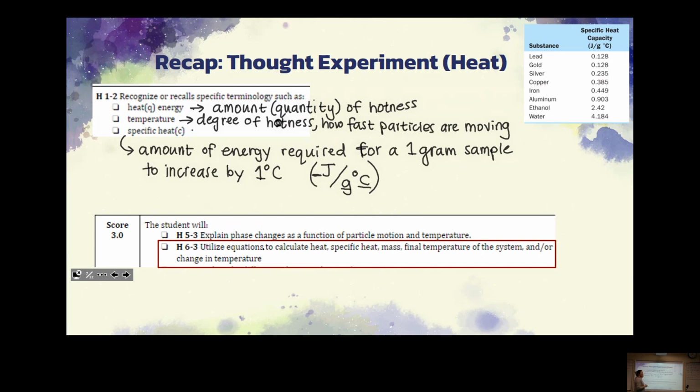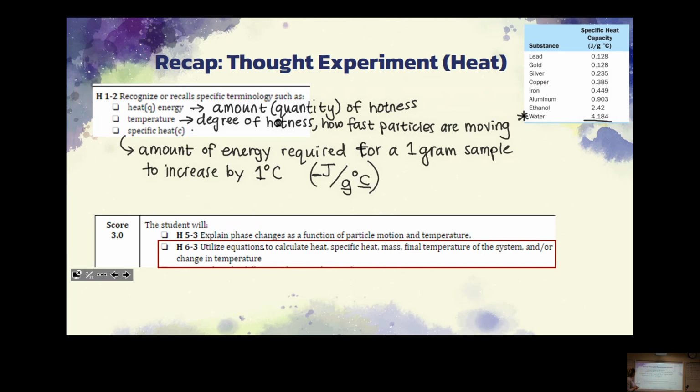Something interesting to notice is that water has one of the higher specific heat capacities, which means it actually takes a decent amount of energy to heat it up. So if you've ever boiled water, now you know why it seems to take forever.